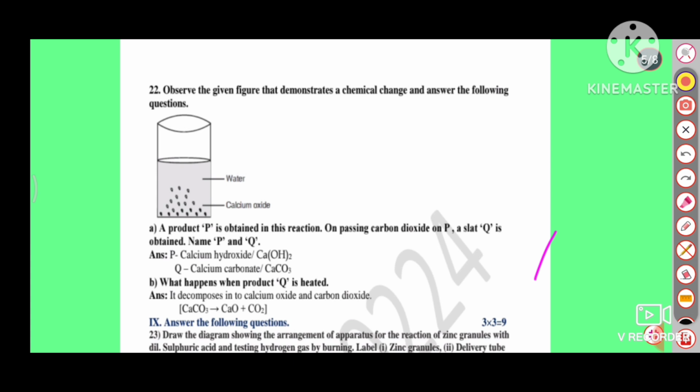Answer: it decomposes into calcium oxide and carbon dioxide. CaCO3 gives rise to CaO plus CO2.